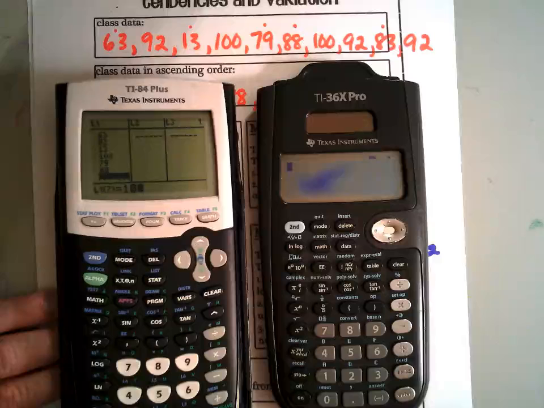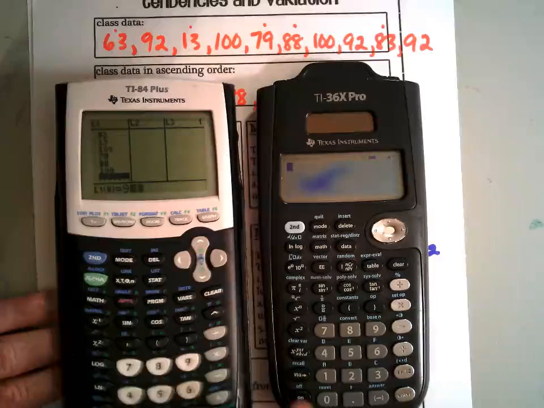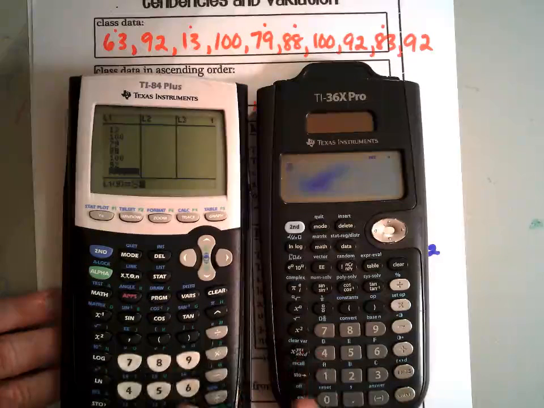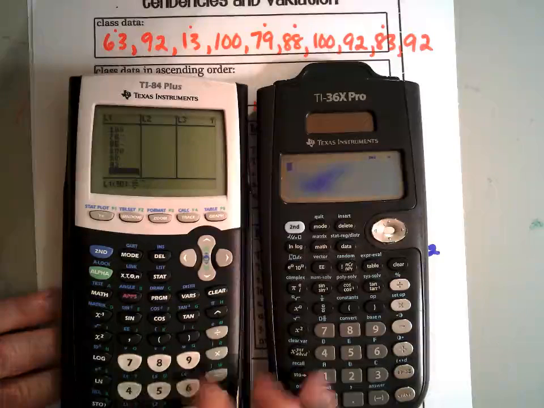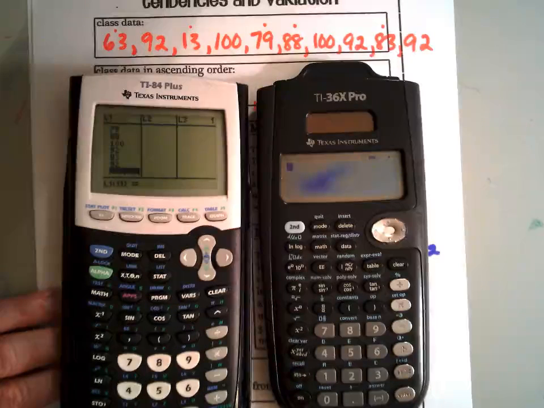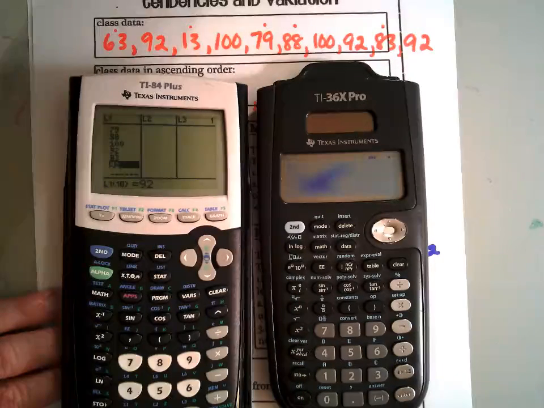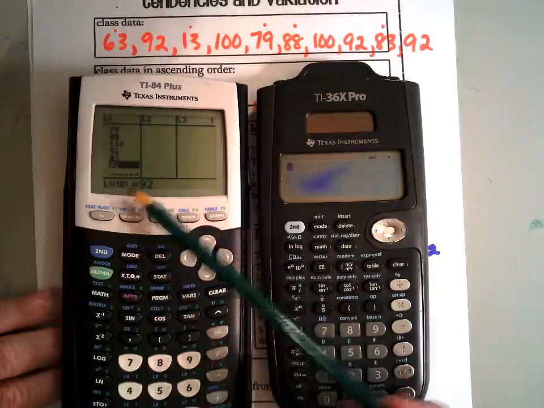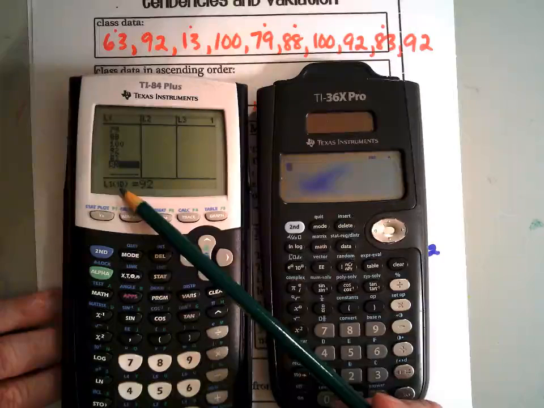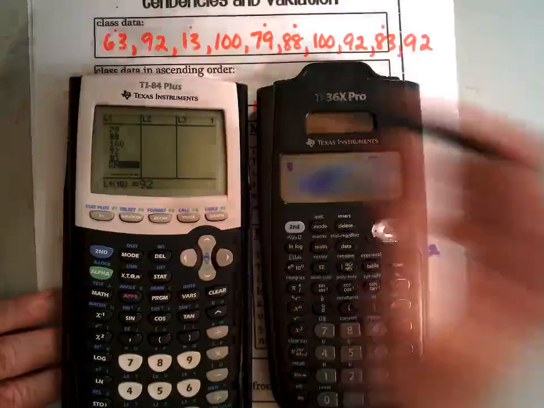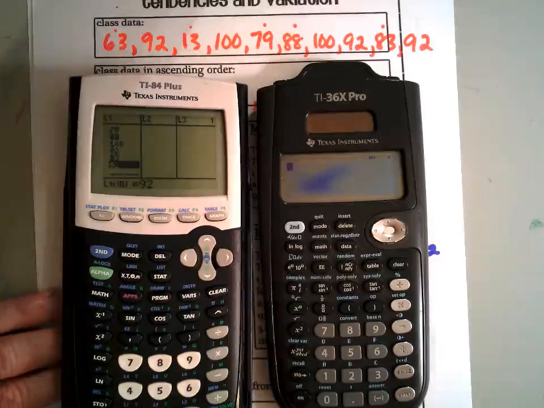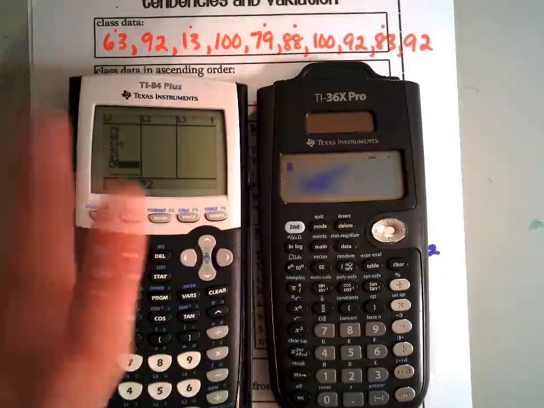88, 100, 92, 83, and 92. Okay. So as you finished, as you were putting in the last piece of data, right here, it says 10. So this is the 10th piece of data. So that kind of helps you keep up. Did I put everything in? Because that's the biggest mistake people make, is they just don't put all the pieces of data in. So you got to be real careful. So hit enter. All right, so everything's in.